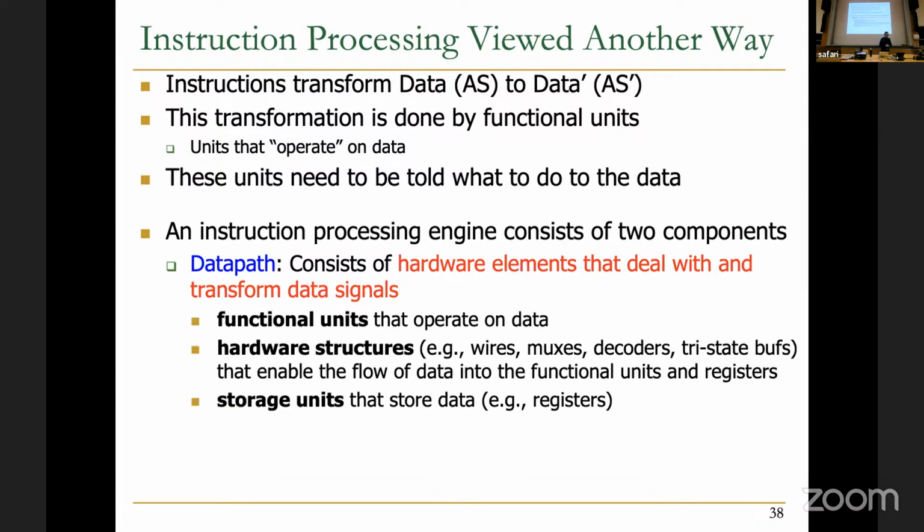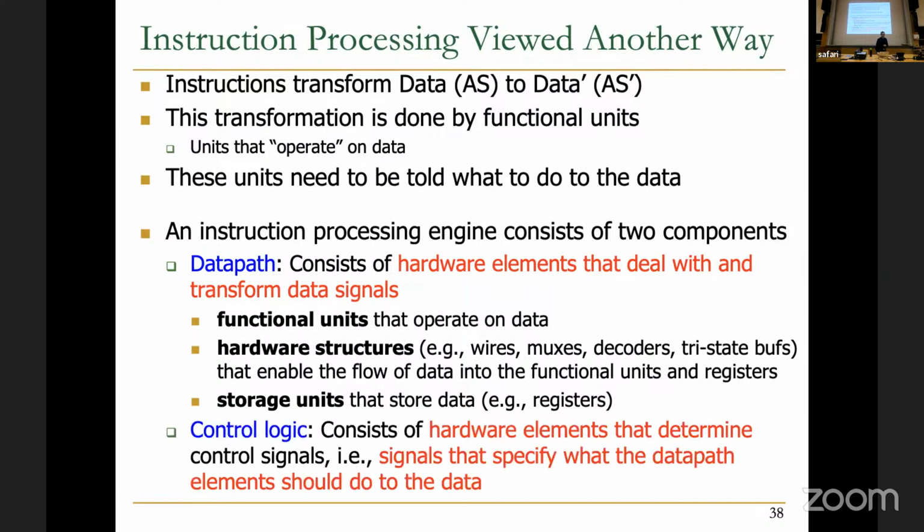So there are many things, basically. They consist of functional units, ALU is an example, that operate on the data, storage units that store data like registers and memory, and then hardware structures that enable the flow of data into the functional units and registers: wires, muxes, multiplexers, decoders, tri-state buffers, etc. And we've seen all of these also in the LC3 data path, right? So data path is distinguished from control logic.